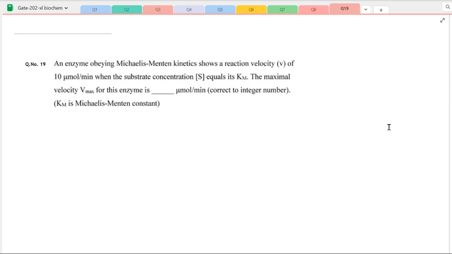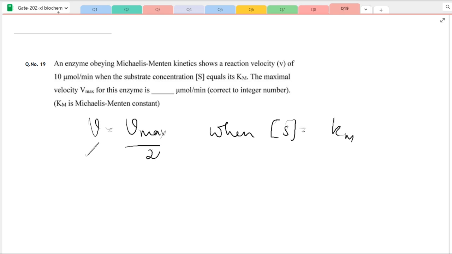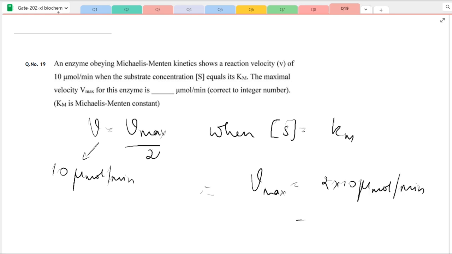An enzyme obeying Michaelis-Menten kinetics shows a reaction velocity of 10 micromole per minute when the substrate concentration equals its Km. What is the maximal velocity Vmax for this enzyme? This is a very, very simple question if you know Michaelis-Menten kinetics. V equals Vmax by 2 when the substrate concentration is equal to Km. Now we know that V is 10 micromole per minute. Therefore, Vmax is 2 into 10, which is 20 micromole per minute.